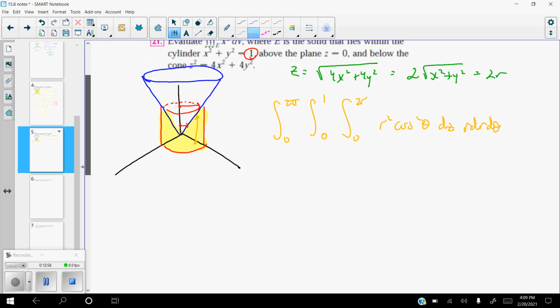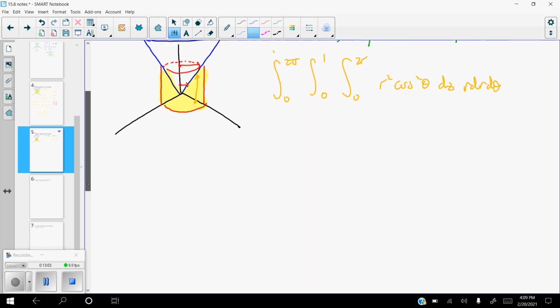All right, let's go ahead and simplify that just a little bit. Let's combine the r's. So we're going to have r cubed cosine squared theta dz dr d theta. And if that r in the bounds was not a constant, if it was just a constant, we could separate all this stuff, but we can't. So let's go ahead and do the z part first.